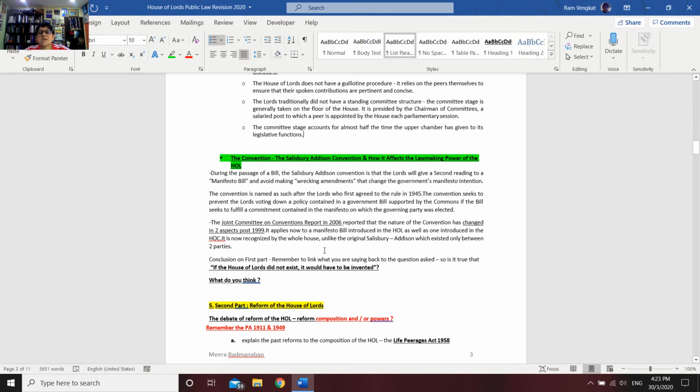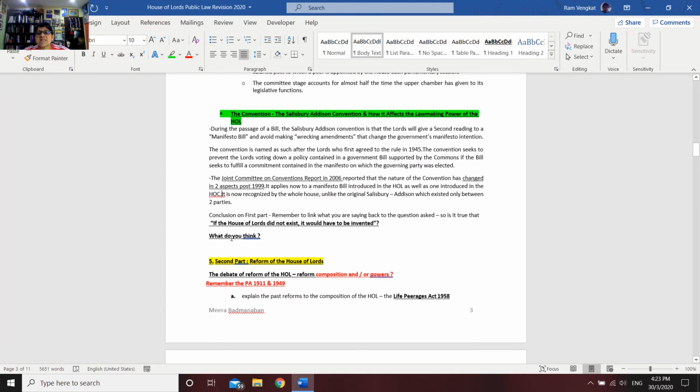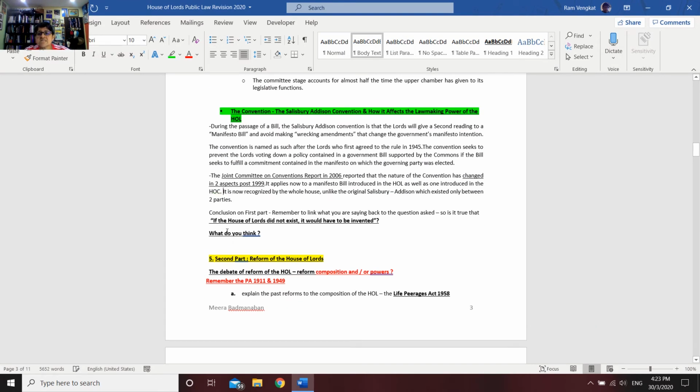In the last couple of decades, the meaning and scope of this convention has changed in two aspects. Post-1999, it applies now to a manifesto bill introduced in the House of Lords as well as one introduced in the House of Commons, and also the original convention existed just between two parties. But now the Salisbury-Addison Convention exists to bind the entire House, not just two parties.